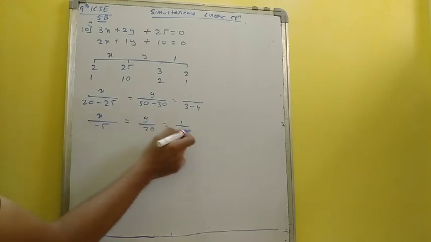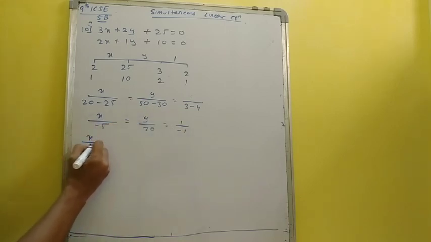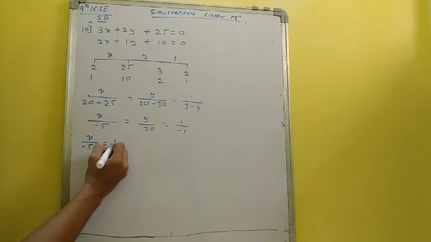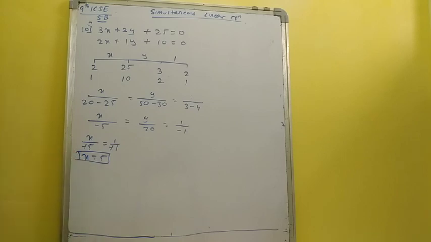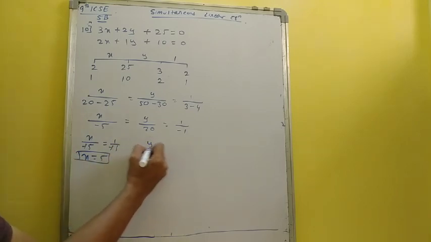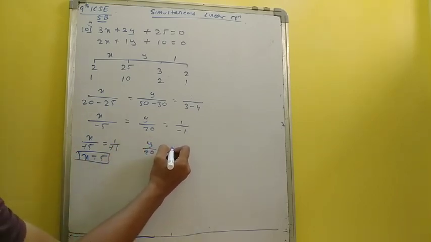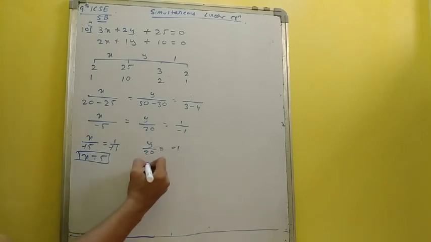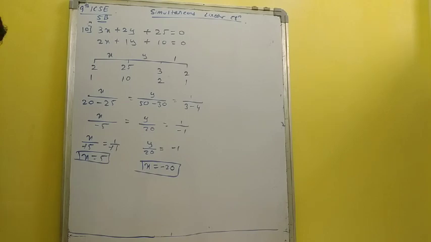So when I compare this with this, x upon minus 5 is equal to 1 upon minus 1, minus minus cancel, 5 will go there, we have the value of x is equal to 5. Y upon 20 is equal to 1 upon minus 1, so y is equal to minus 20. So x is equal to 5, and this was the easiest question in this exercise 5b.